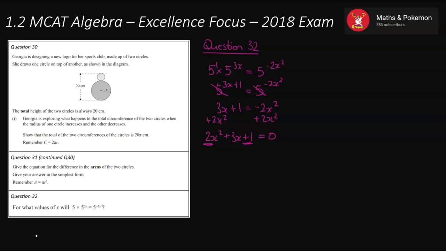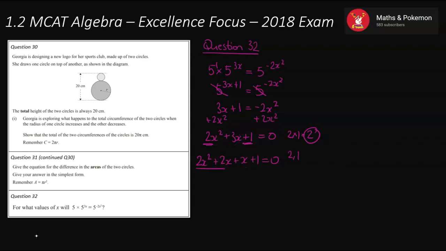So I need to think, 2 times 1 is 2. What multiplies to this 2 and adds to that 3? And you're thinking 2 and 1 as well. They add to 3, multiply to 2. So I'm going to break my 3x into 2x and 1x. So I'll show you what I mean by that. 2x squared plus 2x plus x plus 1. When is that equal to 0? And this 2x plus x, that comes to the 3x from the line above. So I haven't actually changed the equation. I've just made it look a little bit different.